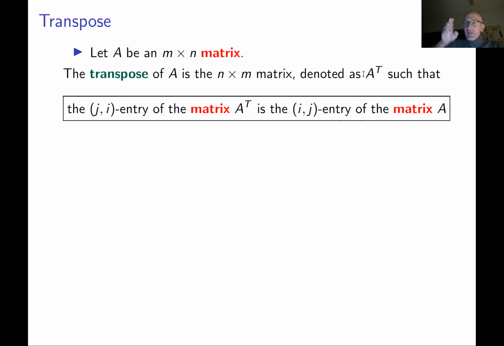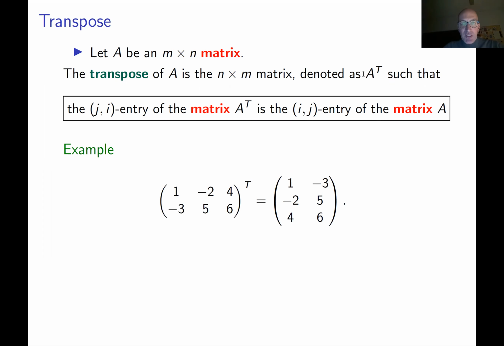Every row you just rotate by pi over 2 and put as a column, and vice versa. Every column you rotate and put as a row. That's it. Let's give an example: 1, minus 2, 4; minus 3, 5, 6. We transpose it. You put the first row, 1, minus 2, 4, as the first column. You put the second row, minus 3, 5, 6, as the second column.